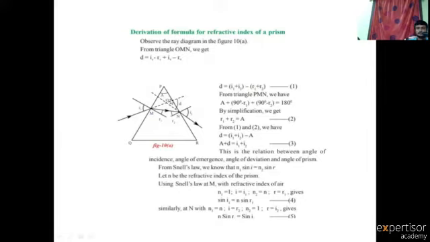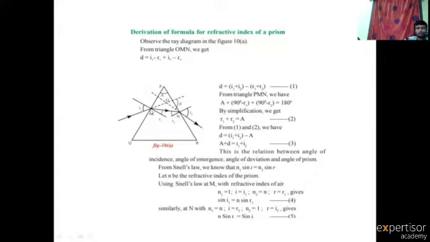Here, in triangle OMN, the deviation angle small d is equal to I1 minus R1 plus I2 minus R2. Angle of deviation is equal to I1 minus R1 plus I2 minus R2. So d is equal to I1 plus I2 minus R1 plus R2.